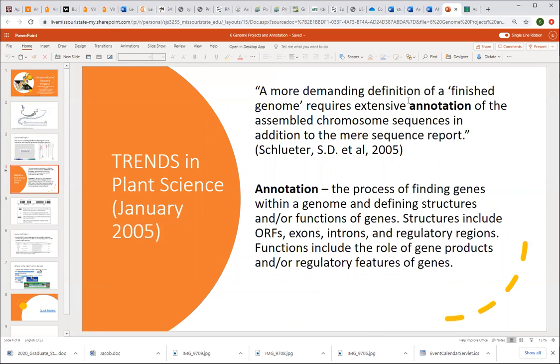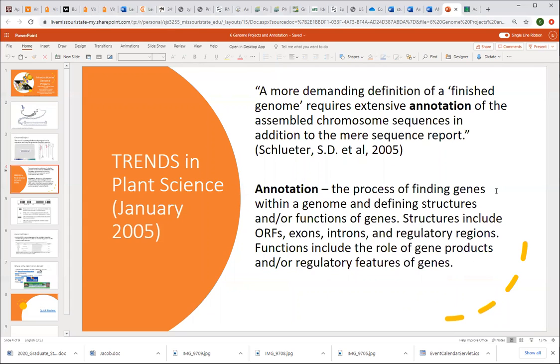It's clear that a more demanding definition of a finished genome requires extensive annotation of the assembled chromosome sequences in addition to the mere sequence report. So what again is it to annotate? Well, it's the process of finding genes within a genome and defining the structures or the functions of those genes.